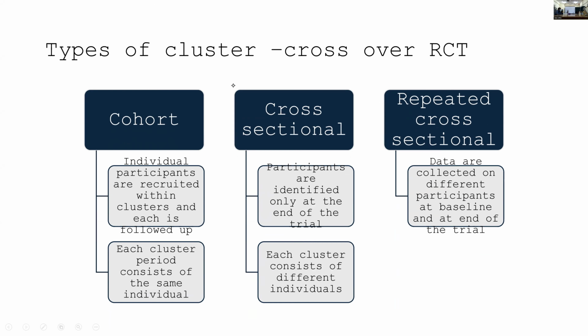And if you look at the types of cluster crossover RCTs, you have a cohort, you have a cross-sectional design. So cross-section, what happens is the patients who come in period 1 are not the same patients who come in period 2. For example, in my study, all the patients who got hospitalized in period 1 are not the same as who got hospitalized in period 2. There's a difference. But if you do a cohort type, what happens is the same patients who came in period 1 will be the same patients who will continue in period 2. For example, children who are going to school. In the first period, you're trying one education technique, second period, you're trying a different education technique. This will be a cohort design.